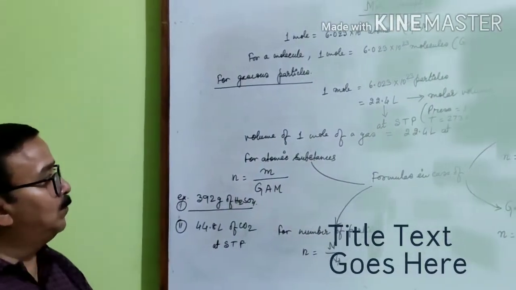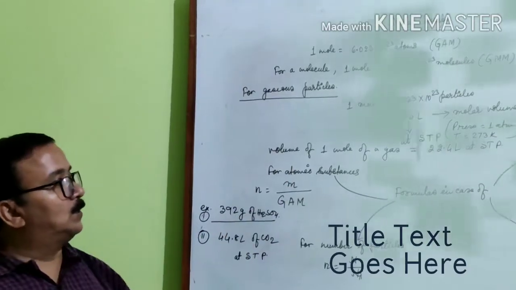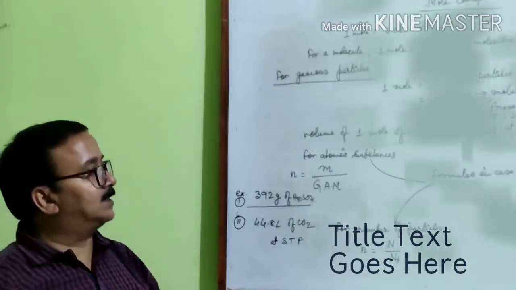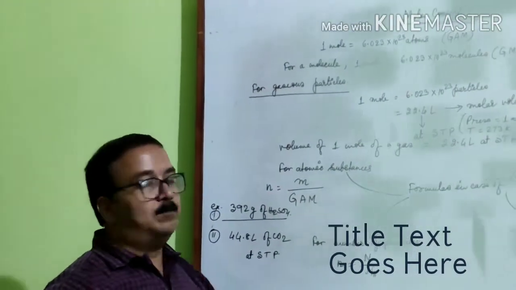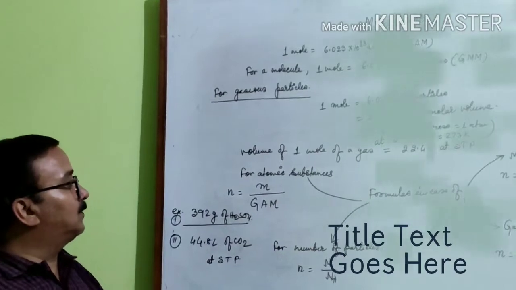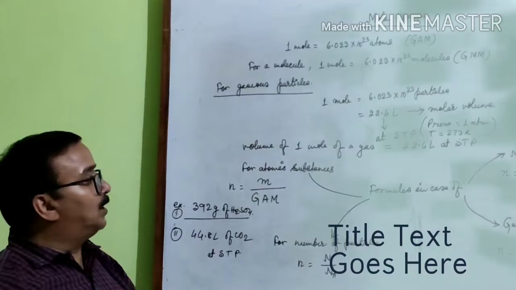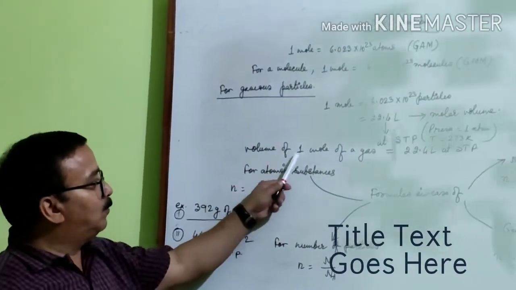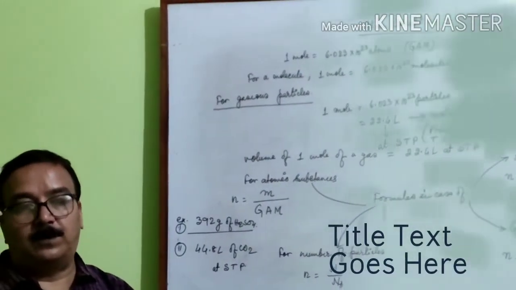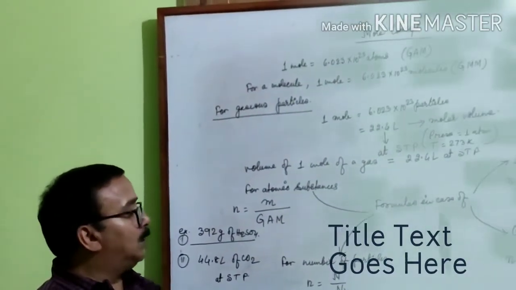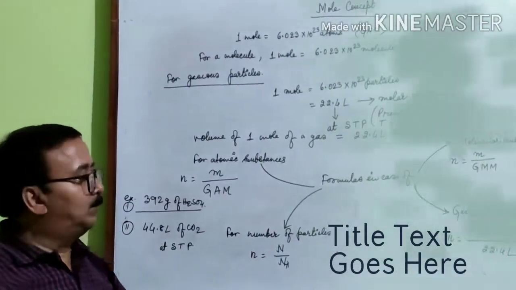Okay, so 1 mole of a gaseous particle is equal to 22.4 liters at STP. STP means pressure should be equal to 1 atm and temperature should be equal to 273 Kelvin. So always remember that the volume of 1 mole of a gas is equal to 22.4 liters at STP.